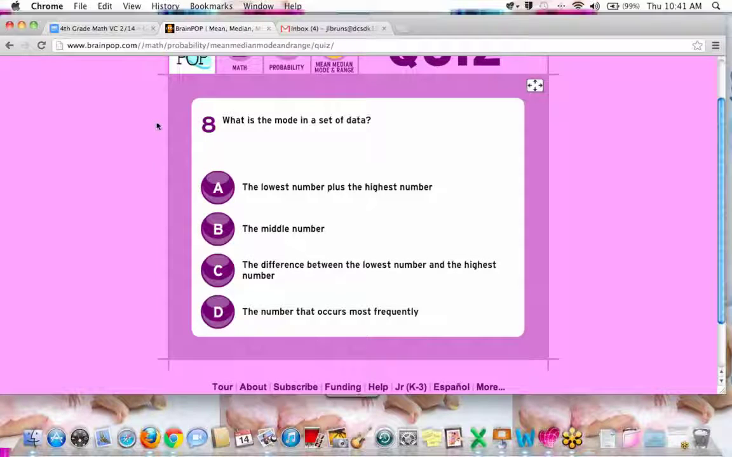What is the mode in a set of data? Is it the lowest number plus the highest? The middle number? Well, we already said that that was called median. Is it the difference between the lowest and the highest? Or is it the number that occurs most frequently? And Jaden and Vero both said D.